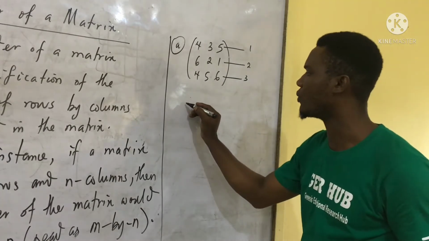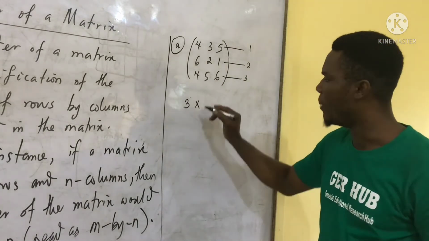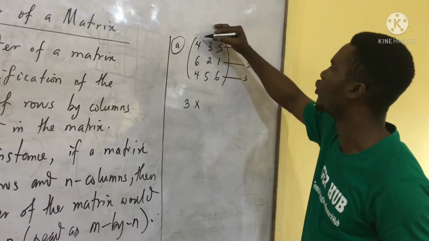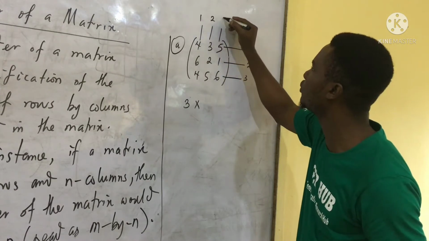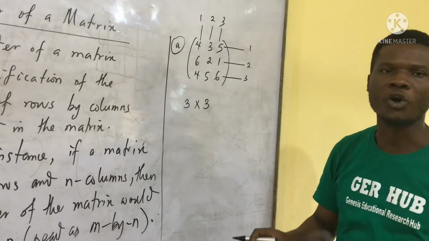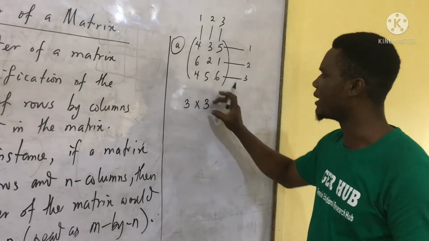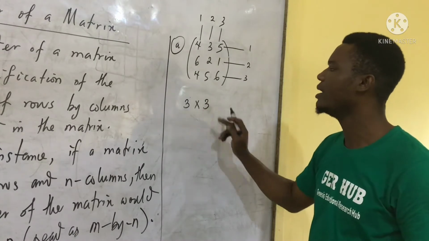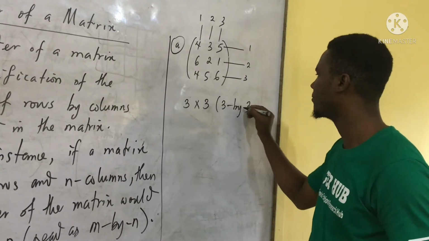So I'm going to start with writing 3 here, representing the number of rows. I'm going to count the number of columns. There are 1, 2, 3 columns. So that means this matrix will be of order 3 by 3. Okay? That 3 by 3 is written as 3 times 3, but it is pronounced as 3 by 3.